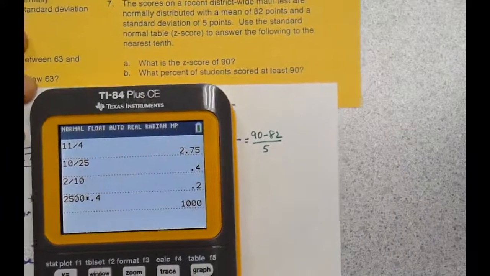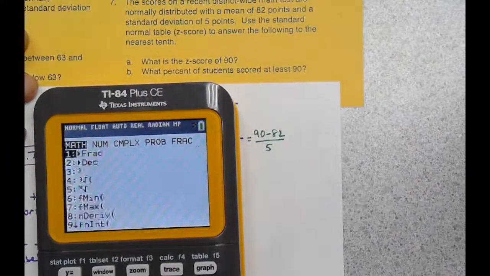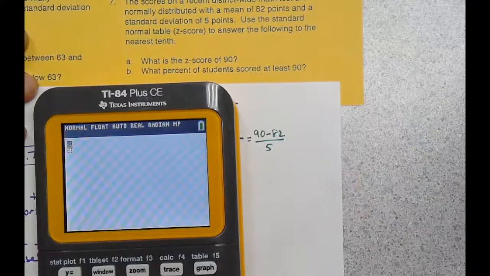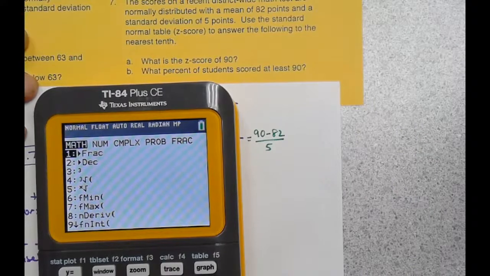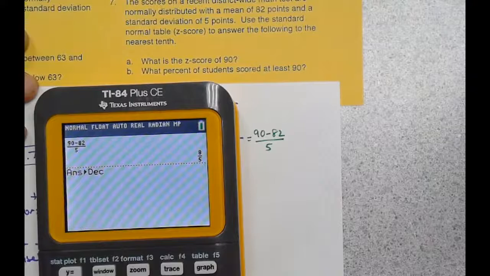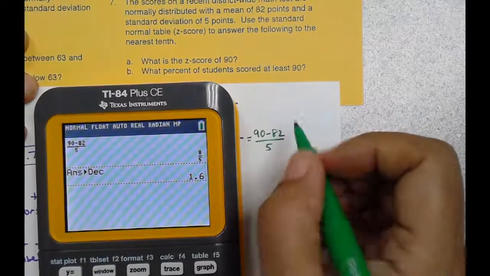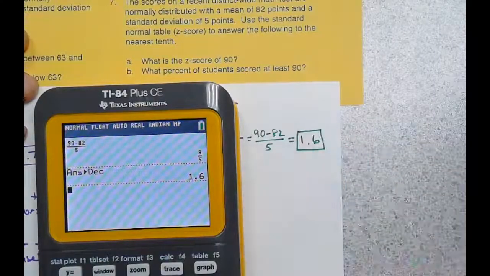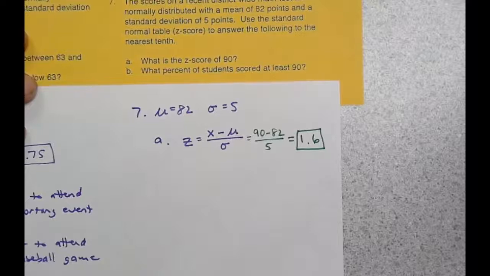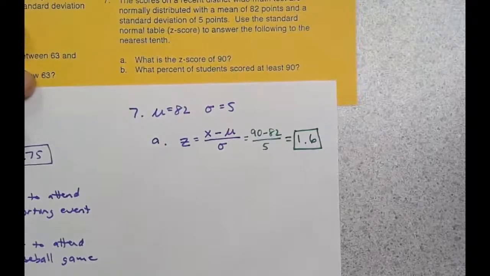So let's go ahead and clear this out. So we have 90 minus 82, and we're going to divide this all by 5. And we got a total of this. I'm going to go ahead and change that into a decimal. So we have 1.6. So this is the z-score, 1.6. That's not the probability. That's the value that we're going to use to look at our chart.